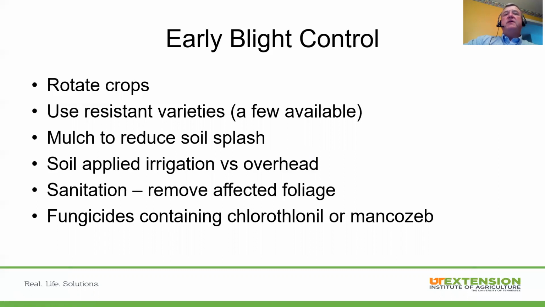And I noticed here that chlorothalonil is spelled wrong, but chlorothalonil is how it's spelled. You know, Daconil is a brand name. That's an example of chlorothalonil. And then mancozeb, you may see it labeled just as mancozeb. Both of those can be good fungicides for this disease.